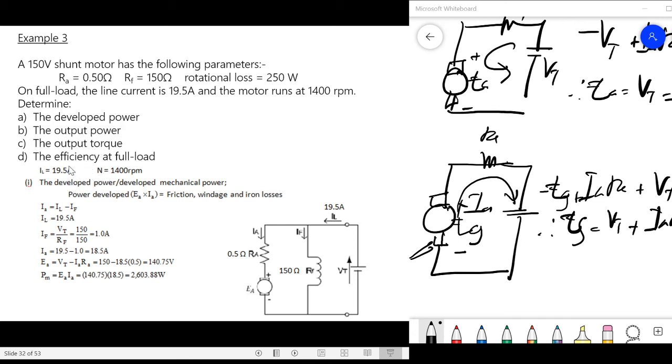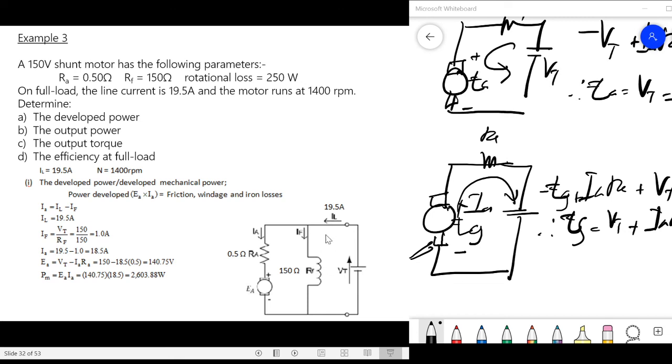IL 19.5, N is 1400. So you kena cari IA ni sebab dia nak value of EA kan, developed power. P converted adalah EAIA kan, nampak ni. So look, the developed power is EAIA. So IA adalah IL minus IF. IL 19.5. So cari IF.